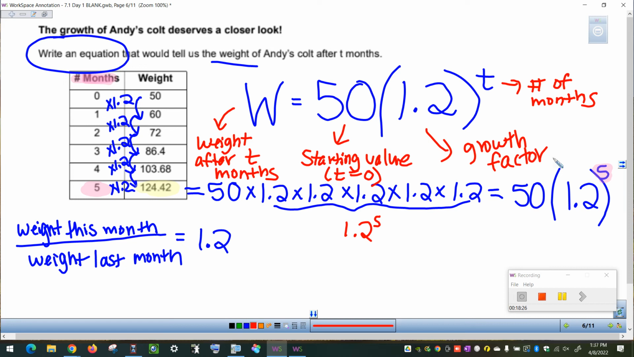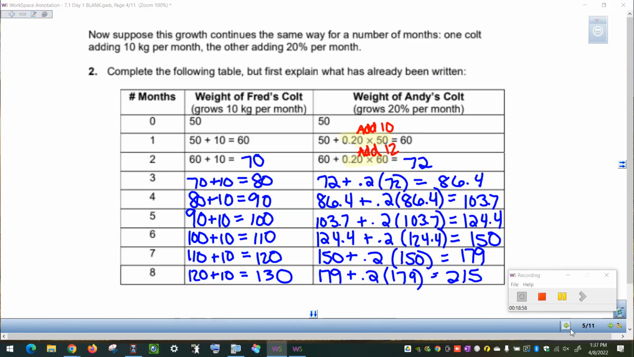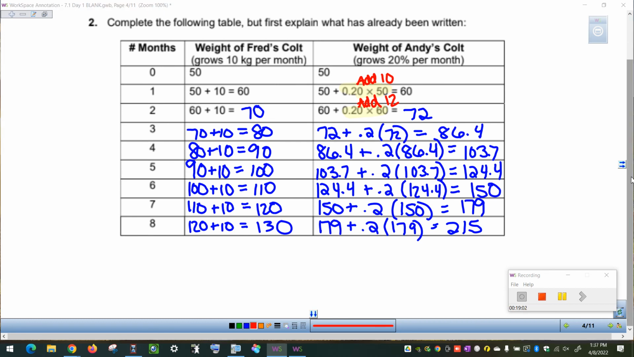All right, now before we turn over to the back, there's two more quick things that we're going to go and label back on the first table that we made. And it has to do with that difference between an exponential pattern like this one and a linear pattern like the growth of Fred's colt. Now we saw the difference between linear and exponential on our graph. Let's take a look at what that difference would be in a table of values.